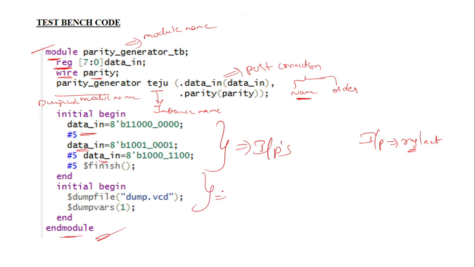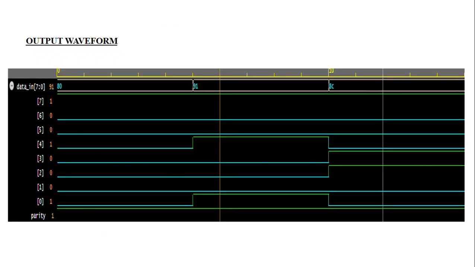These four lines are used for waveform generation in EDA Playground. For generating waveforms in EDA Playground, you need these four lines, and then endmodule. So finally our waveform looks like this. If you want to know the particular values here, you have to use this scale and double tap on it. So these values are represented here.